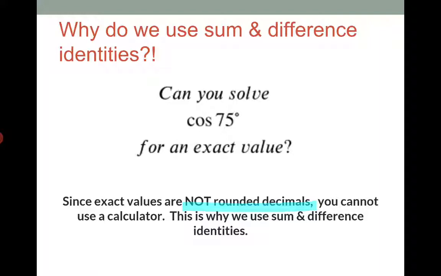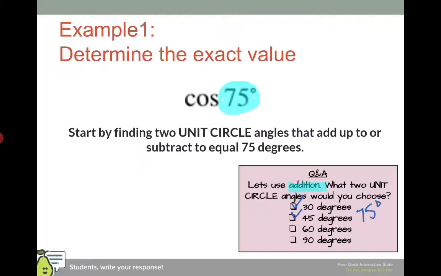So now, why do we use these identities? If I gave you the cosine of 75, you can't do that on the unit circle, so you would pick up your calculator and you'd get a decimal, a really ugly decimal. So we want exact values, so we need to use these difference and sum identities. We can't use a calculator if we want exact values.